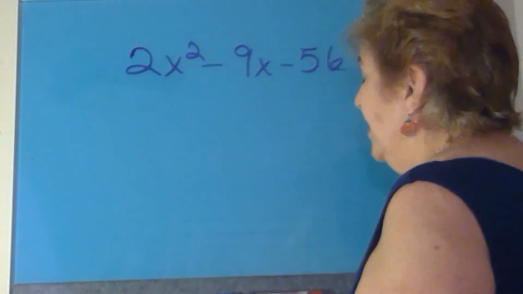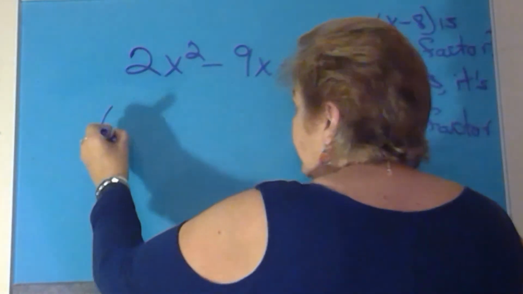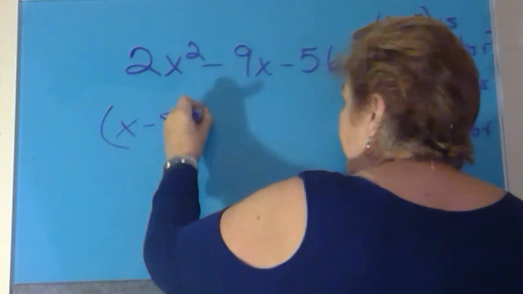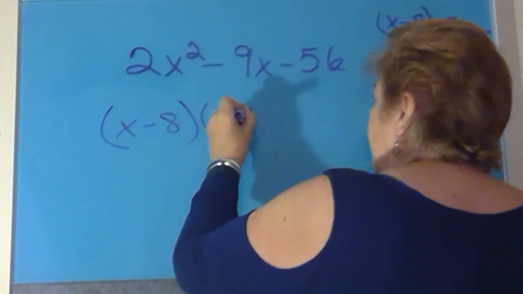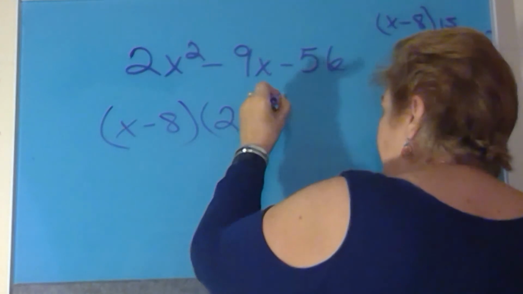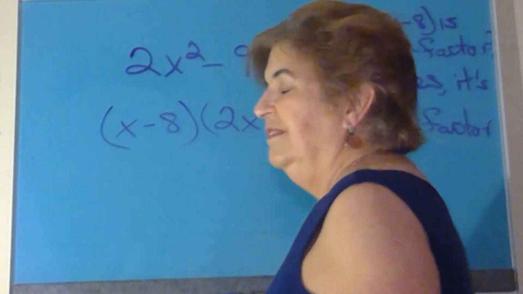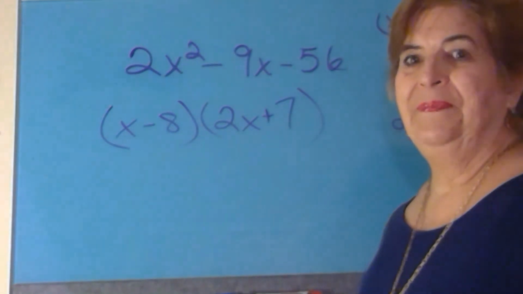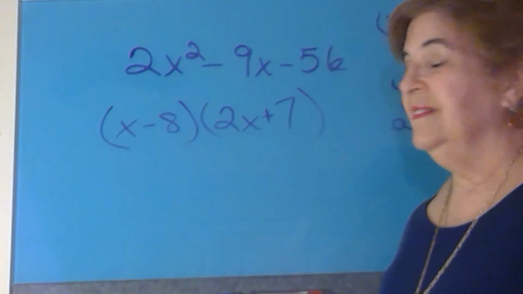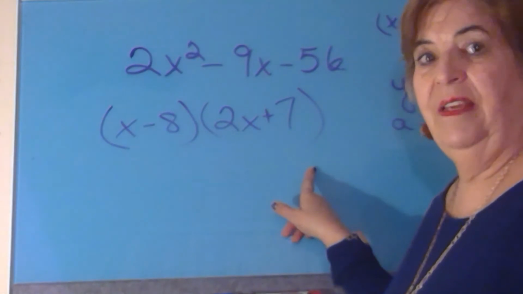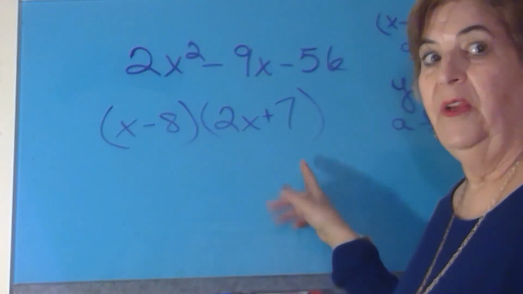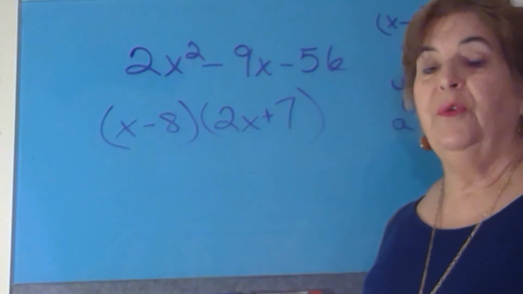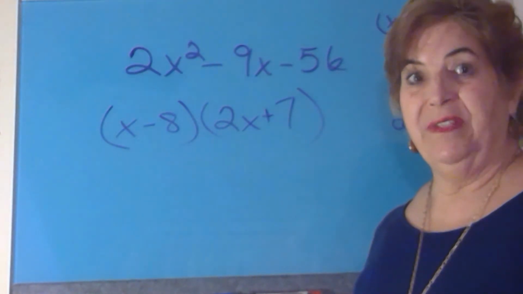However, if you're good at factoring, you would see that x minus 8 times 2x plus 7, that's really all you had to show. But again, if you can't get that any other way, use synthetic division. That is how you're supposed to do the problems on the quiz.